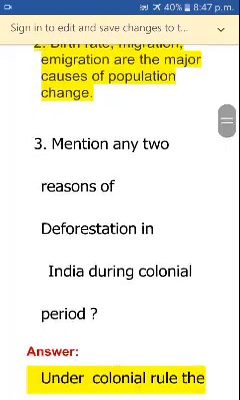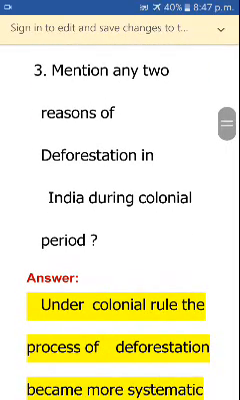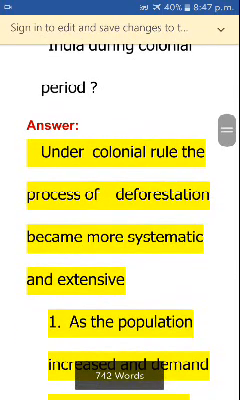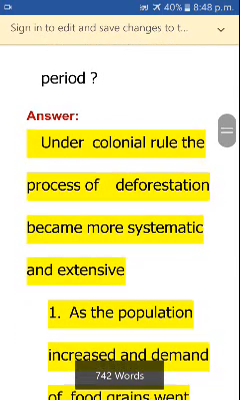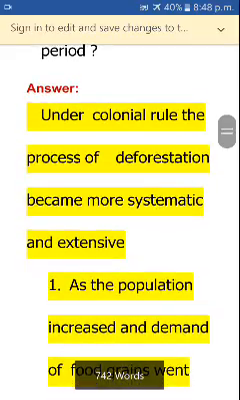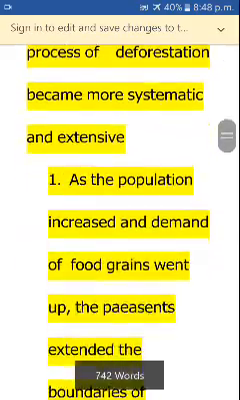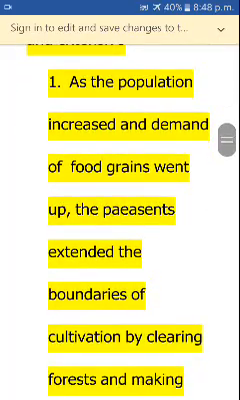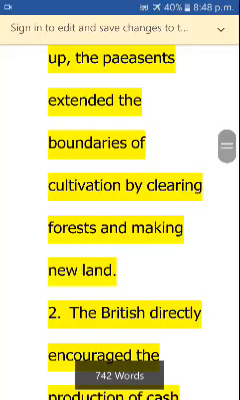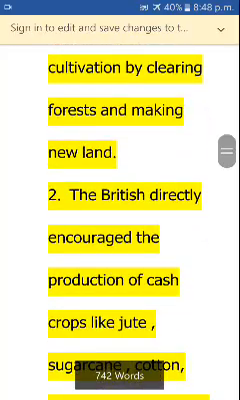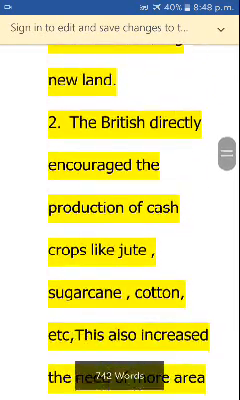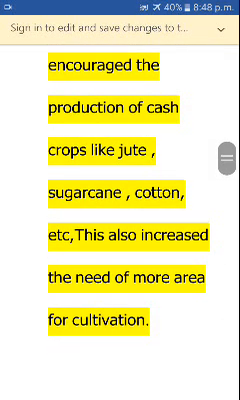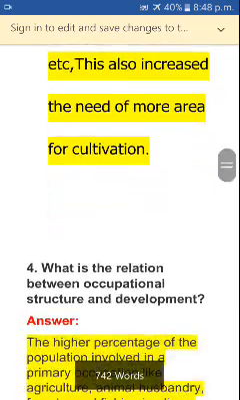Third question. Mention any two reasons for deforestation in India during the colonial period. The answer: under colonial rule, the process of deforestation became more systematic and extensive. As the population increased and the demand for food grains went up, the peasants extended the boundaries of cultivation by clearing the forest and making new land. The British directly encouraged the production of cash crops like jute, sugarcane, cotton, etc. This also increased the need for more area for cultivation.